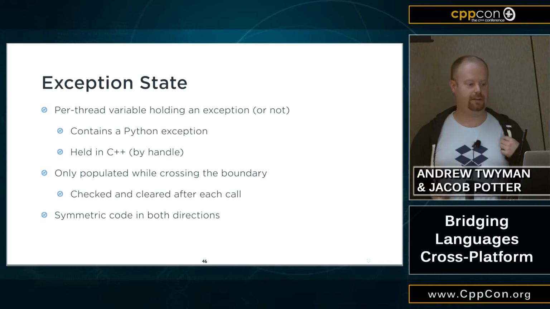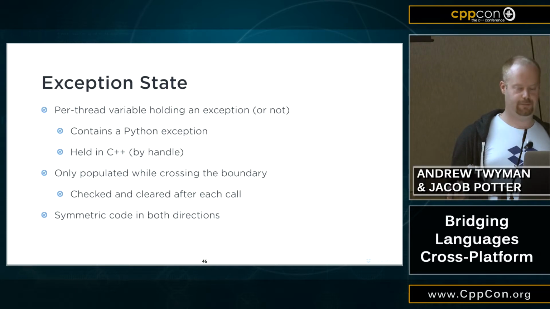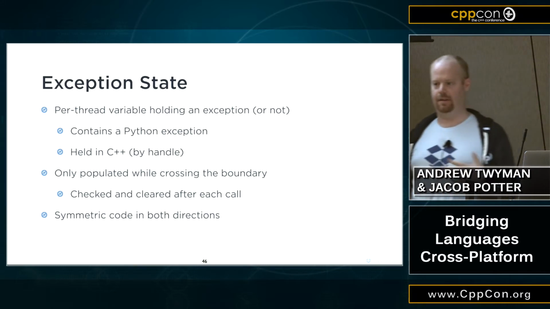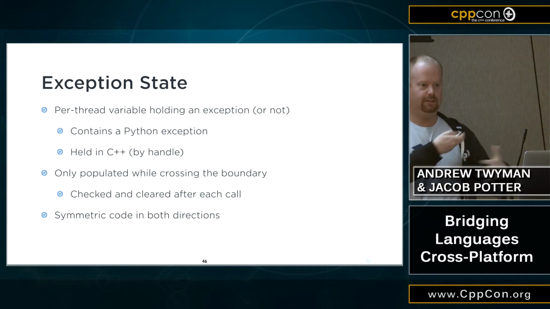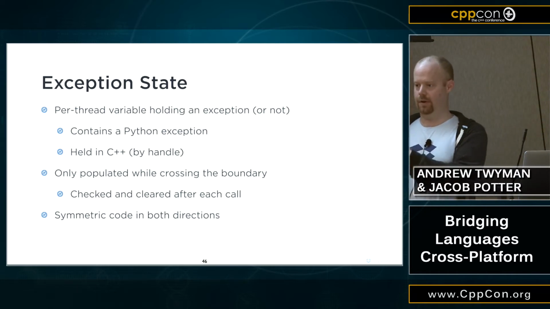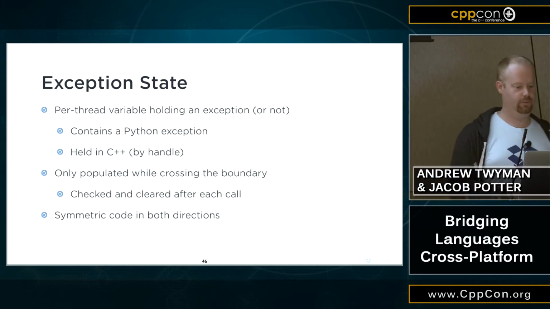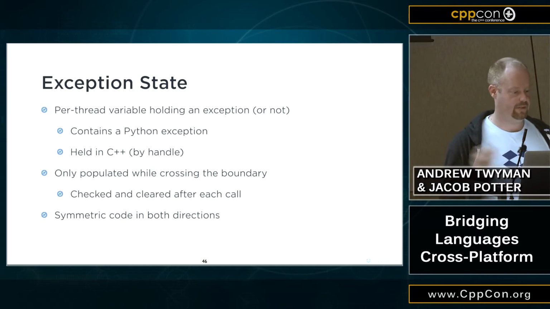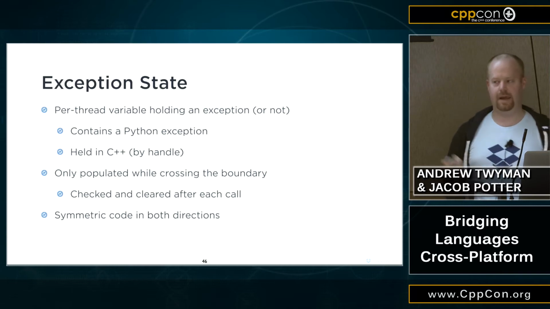So what's this per thread exception state? It holds an exception or no exception. It always contains a Python exception. We just decided to settle on that rather than the complexity of holding one or the other and translating it later, because you're always going to have to translate it across the boundary anyway. We'll just do the translation before or after and always store it as a Python exception. But it's actually C++ that holds on to it by handle.